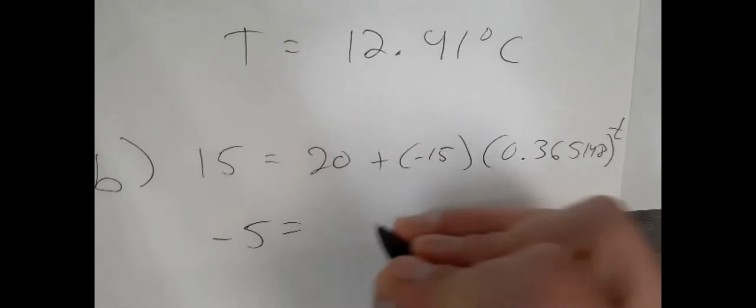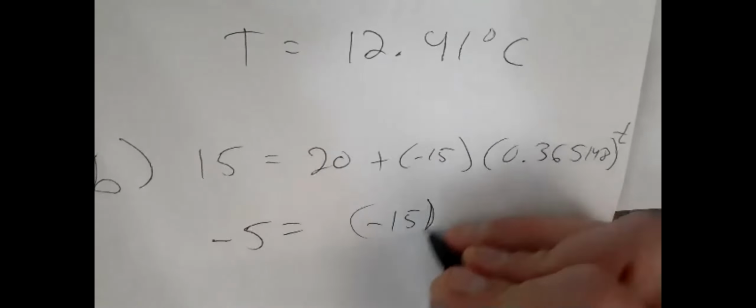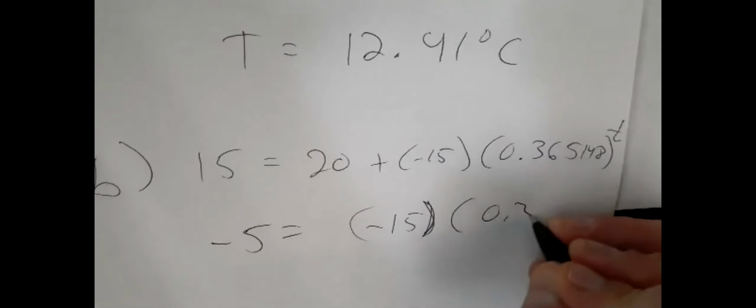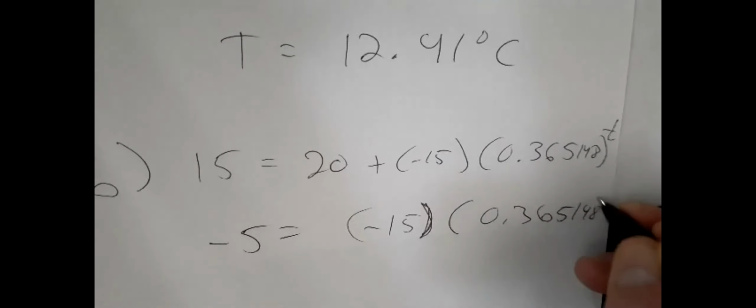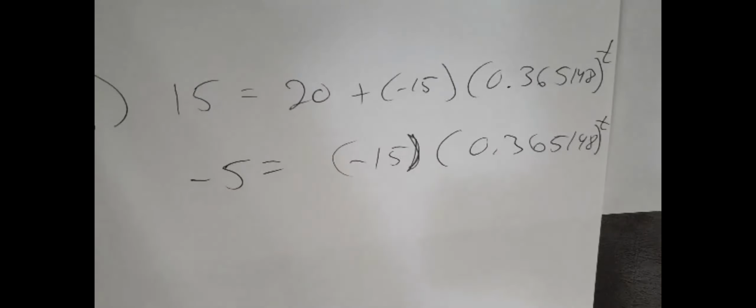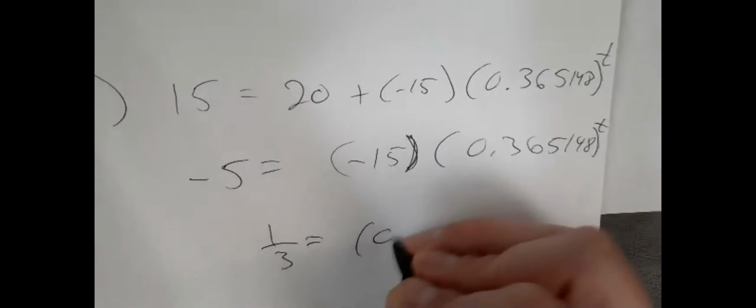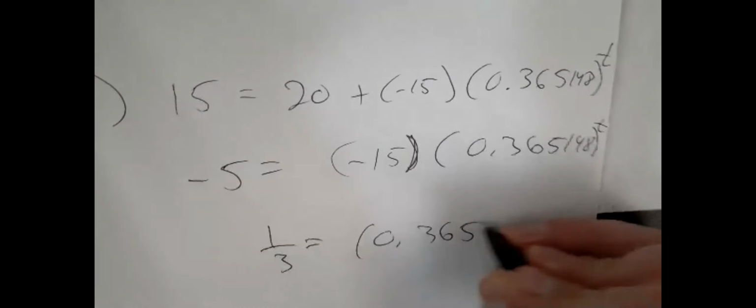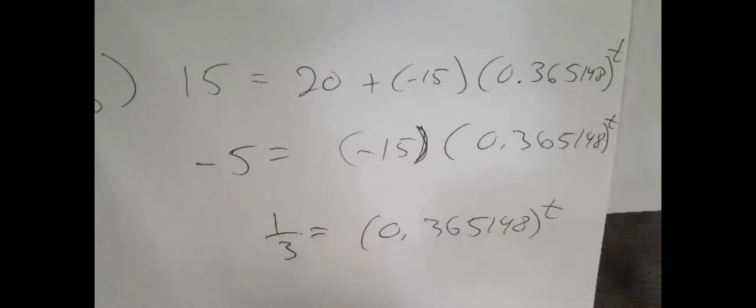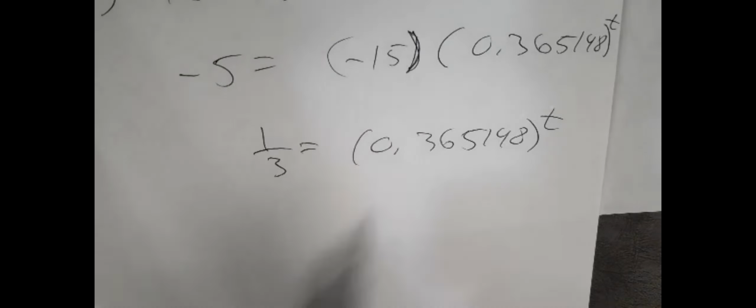So I get minus 5 is a minus 15 times my exponential. Ooh, and now we're dividing by minus 15. This should give me 1/3 is equal to this crazy exponential. And now I have this exponential by itself.